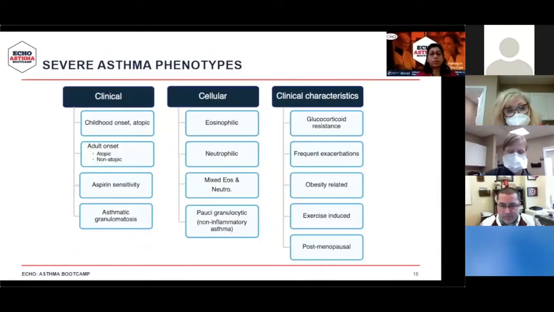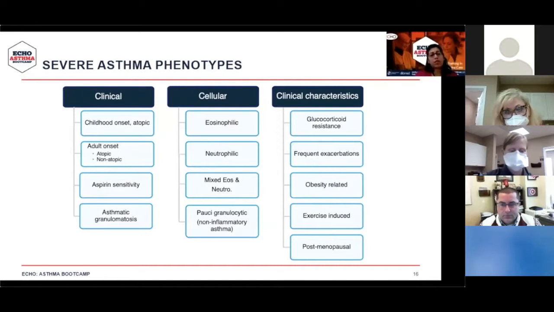There are various asthma phenotypes that have been described, some better understood than others. One of the most common phenotypes is childhood onset asthma. This is the typical garden variety. Patients get asthma when they're a child, they have a strong family history, they have a lot of atopy. Next is the adult onset. This can be both atopic and non-atopic asthma.